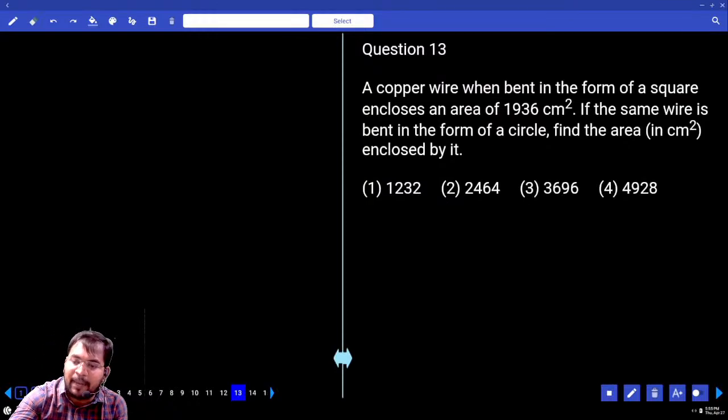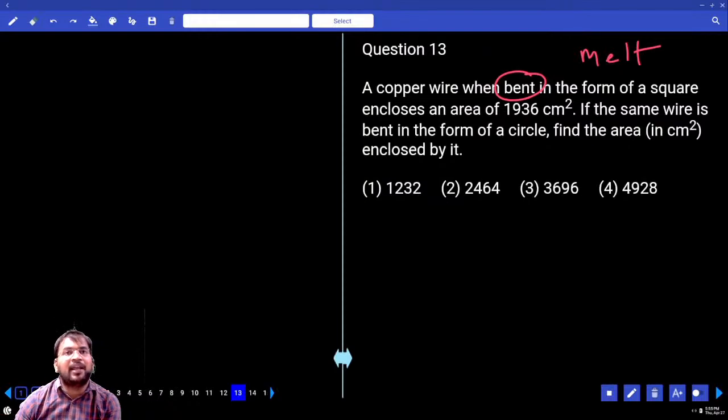Whenever they give the word bent, perimeters are equal. Whenever they give the word melt, areas are equal or volumes are equal. Remember this point. Whenever they give the word bent, B-E-N-T, bent, perimeters are equal. Why perimeters?